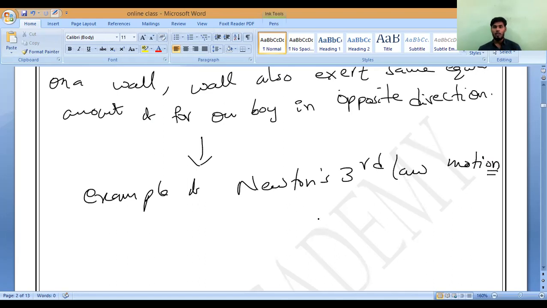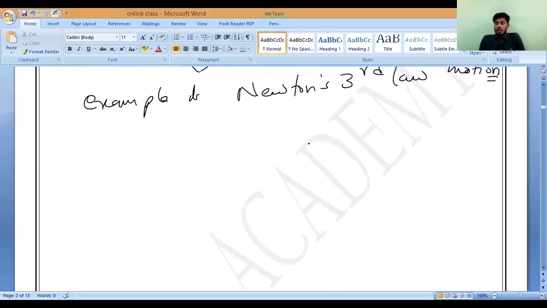Can you say what Newton's third law of motion is? Every force has an equal reaction. Force has equal and opposite force. Correct or not? So every action has an equal and opposite reaction. Is it yes or no? Yes, sir.